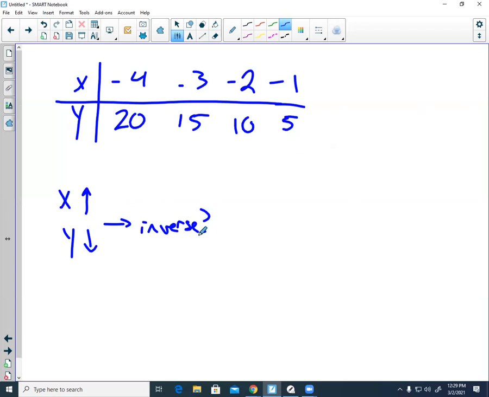So we would do the exact same thing that we just did in the last problem. Now that being said, some of you can already see the relationship, right? What do I do to -4 to get it to become 20?